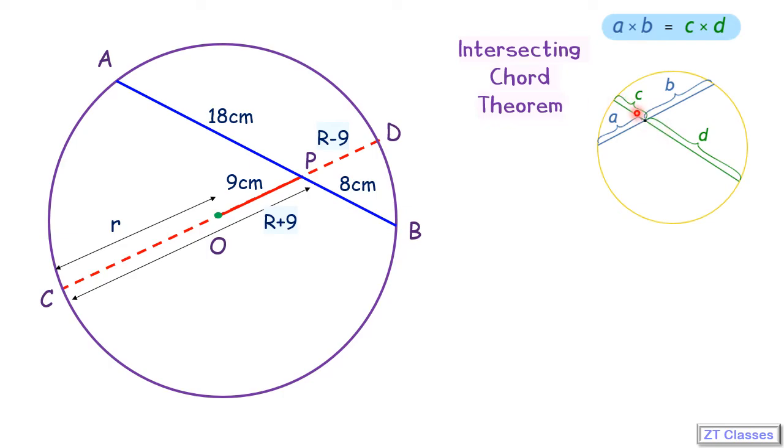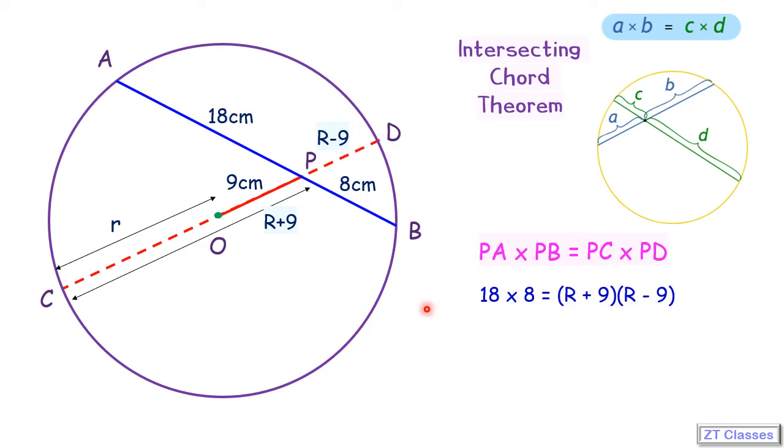And using this theorem, here we have the two chords AB and CD, and using the theorem we'll get PA times PB equals PC times PD. Putting these values, PA is 18 and PB is 8. This is equal to PC, which is R plus 9, and PD is R minus 9.